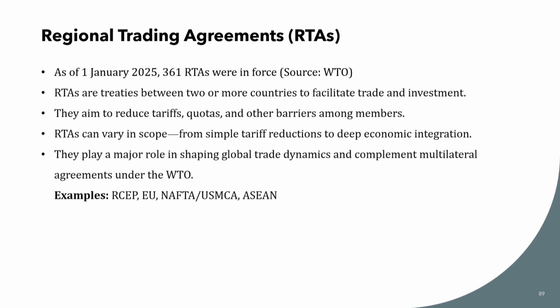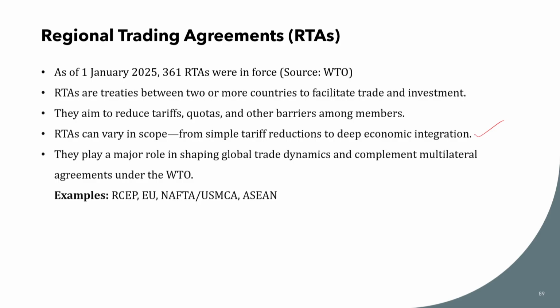So, shortly, how it deviates from the WTO agreement is that the WTO is meant for all member countries, but a regional trade agreement is an agreement between or among a few countries that is outside the ambit of the WTO. RTAs can vary in scope from simple tariff reduction among the member countries, where they can charge tariffs on non-member countries on a uniform basis if they wish, to deep economic integration.